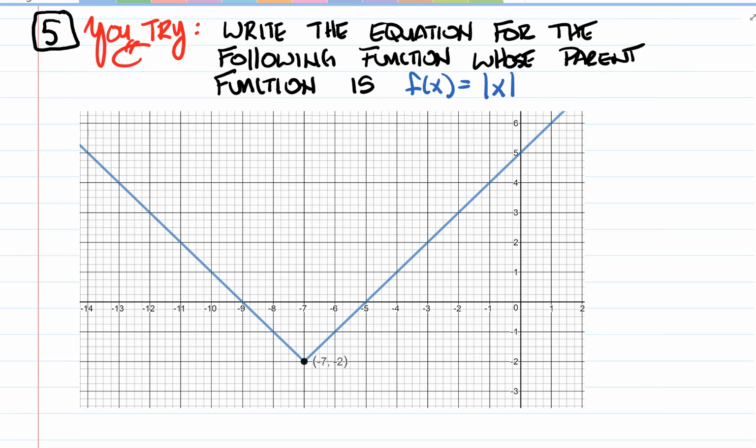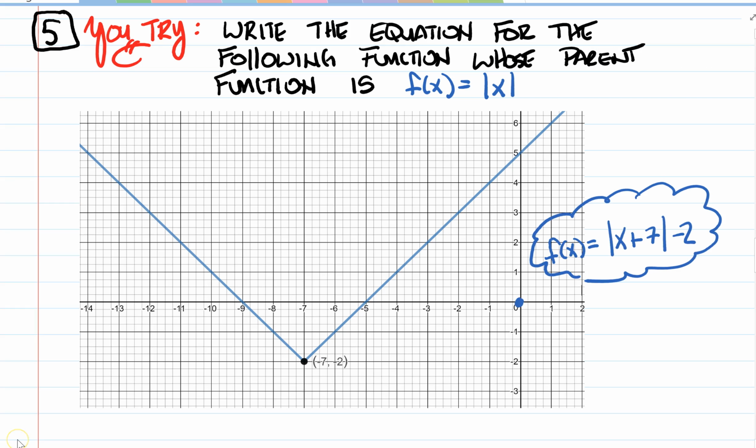Okay, box 5 is another you-try. I have given you a picture, and I want you to come up with the equation that best fits this picture for absolute value. So write the equation for the following function, whose parent function is f of x equals absolute value of x. Hopefully you got the right answer of absolute value of x plus 7, and then minus 2 on the outside of your function. Why is this the answer?